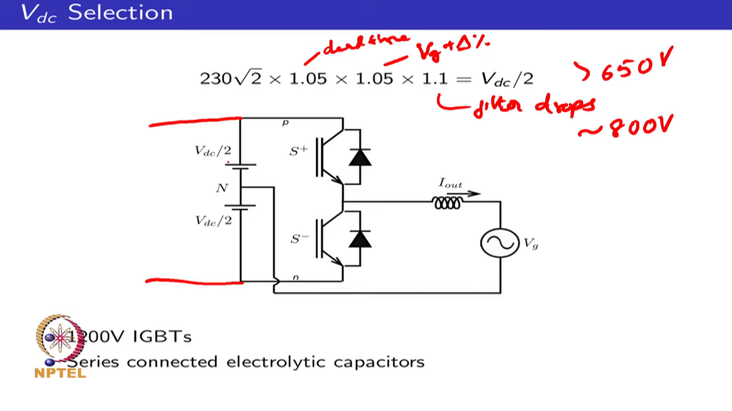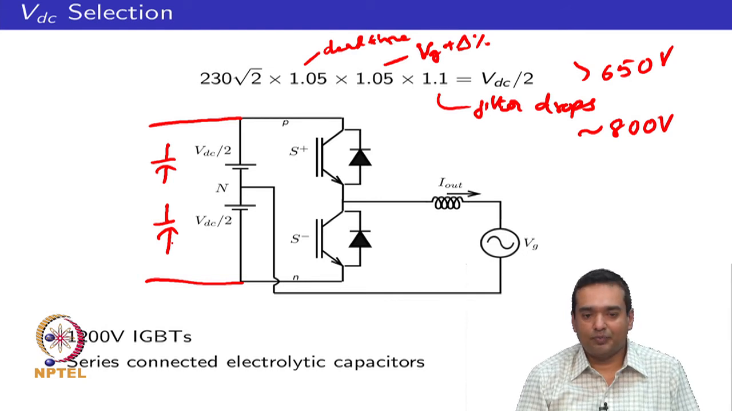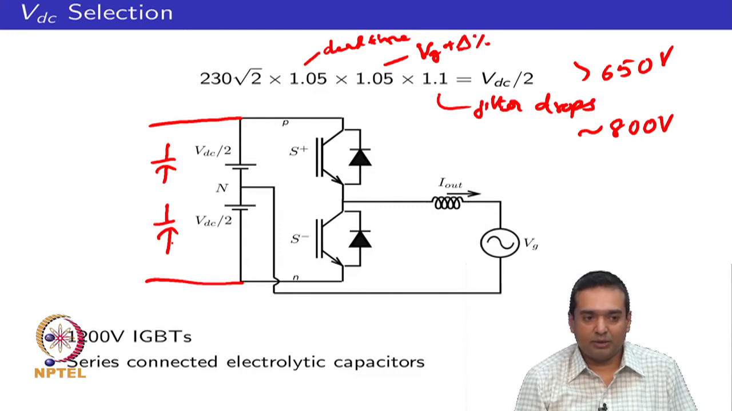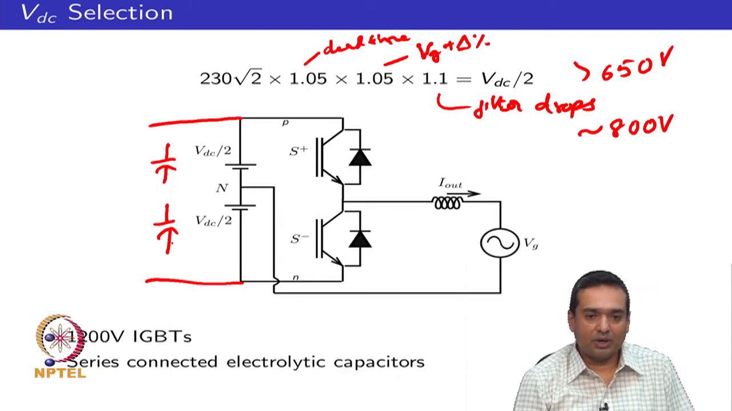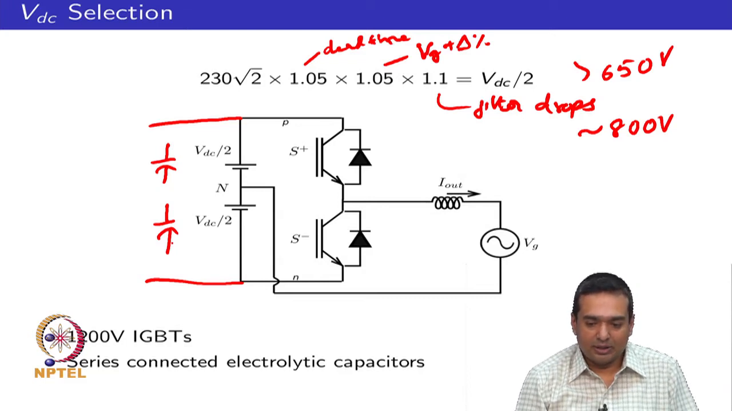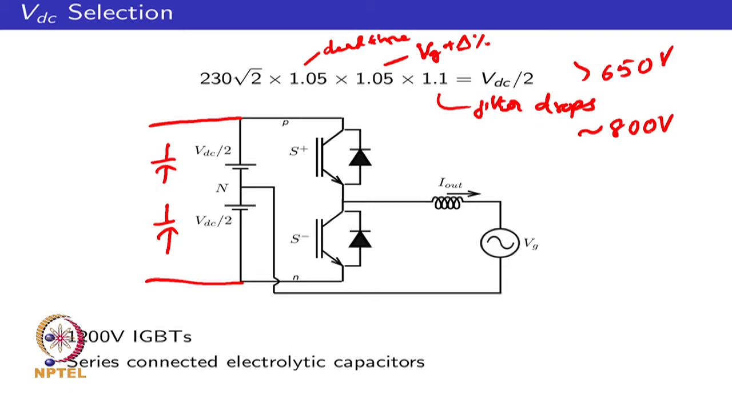So the first implication is on the rating of the capacitors used in your DC bus. If you have a DC bus voltage of 800 volts, it means your electrolytic capacitors have to be maybe 850, 900 volts, etc. And because it is not very common to have high voltage capacitors of greater than 500 volts, you might end up having series connected capacitors in a power electronic application with 230 volts AC. In this case, because your DC bus voltage is 800 volts, you might use two capacitors, each having 450 volts.